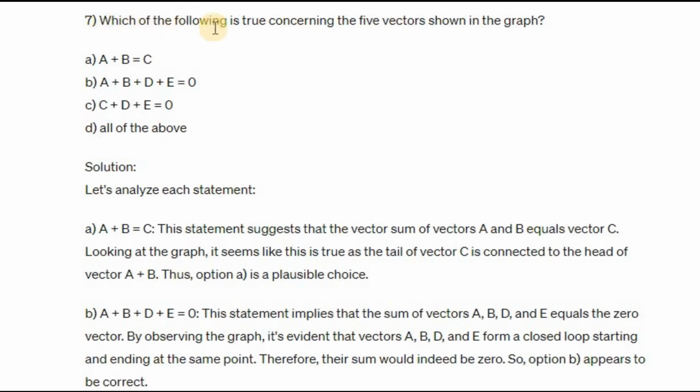Which of the following is true concerning the 5 vectors shown in the graph? A, A plus B equals C. B, A plus B plus D plus E equals 0. C, C plus D plus E equals 0. D, all of the above.